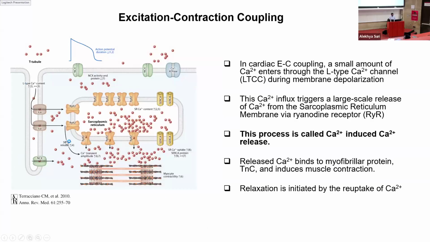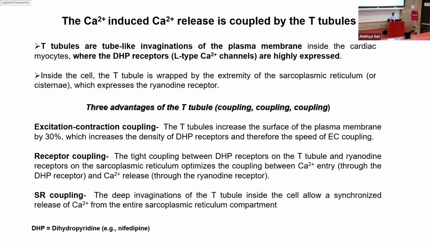This process is also called calcium-induced calcium release, because you need a small amount of calcium to stimulate the calcium release from the sarcoplasmic reticulum. Therefore, it is called calcium-induced calcium release. And as I said, the different levels of calcium are important for contraction and relaxation. So the calcium-induced calcium release is mainly controlled by the L-type calcium channel and the ryanodine receptor.